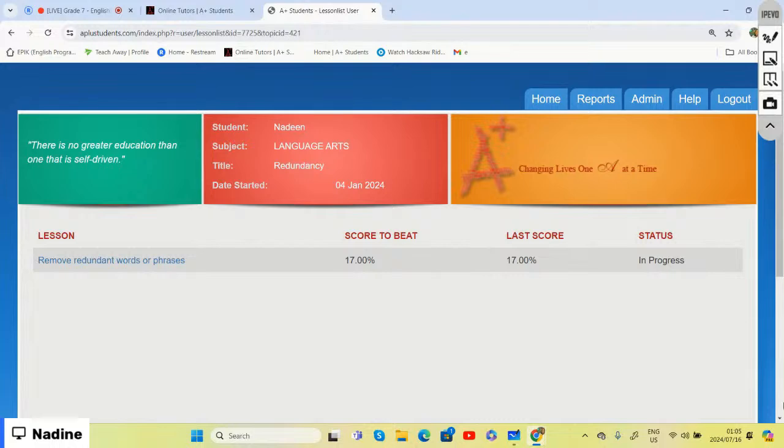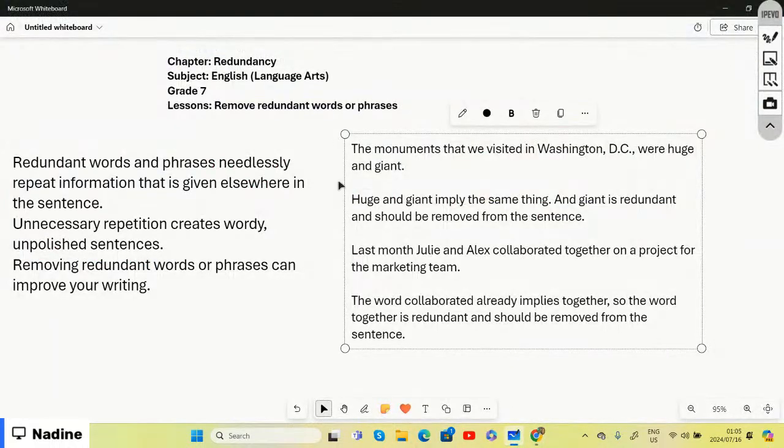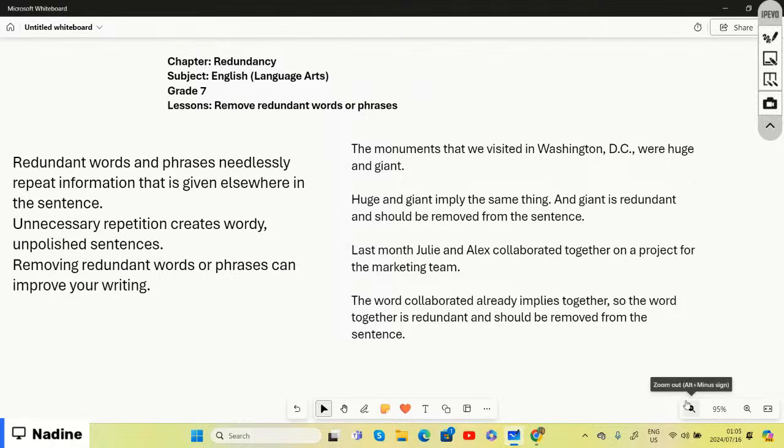All right. So we said our chapter is redundancy. Our subject is English language arts, grade 7. And the lesson that we are going to be focusing on under the chapter of redundancy is to remove redundant words and phrases.